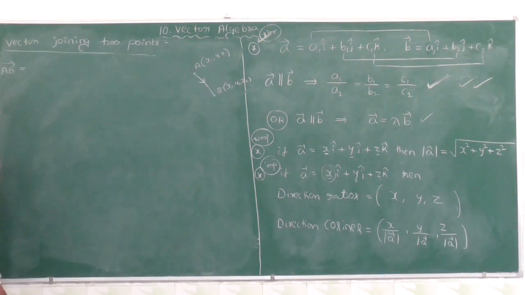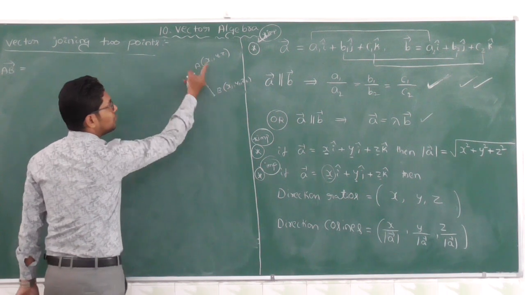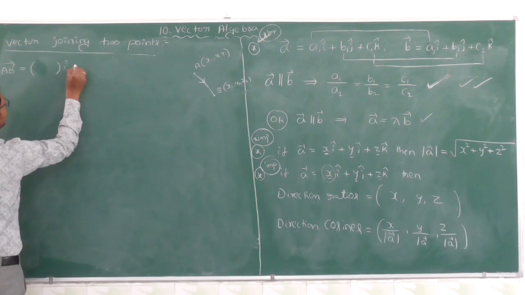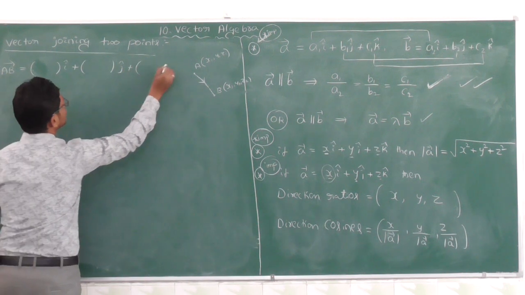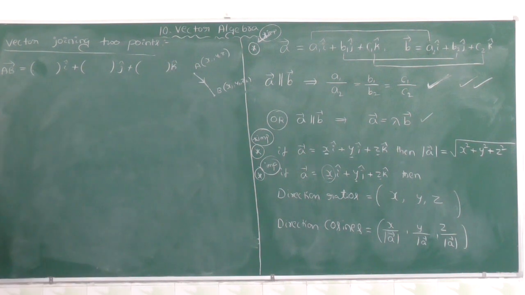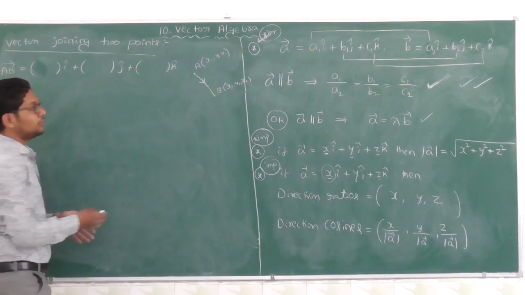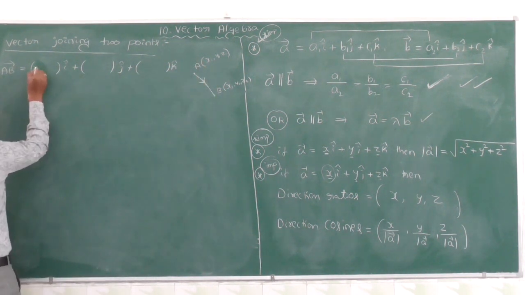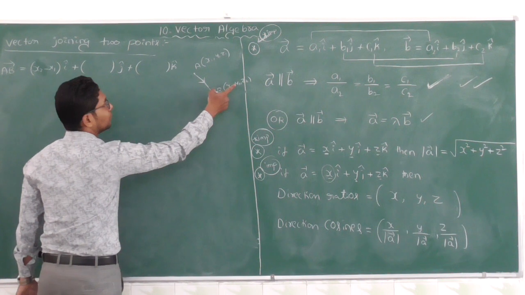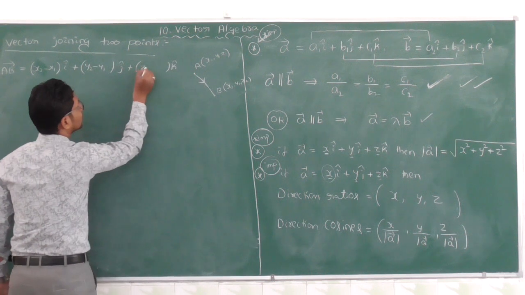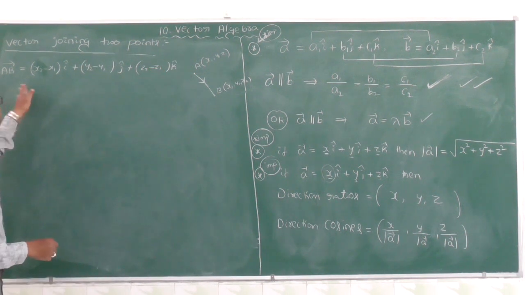How to find the AB vector? x2 minus x1. Before that, we write i cap plus j cap plus k cap. Vector form includes i cap, j cap, k cap. Now the AB vector we have to find: x2 minus x1, next one, y2 minus y1, next one, z2 minus z1. So it is the vector joining of 2 points, AB vector.